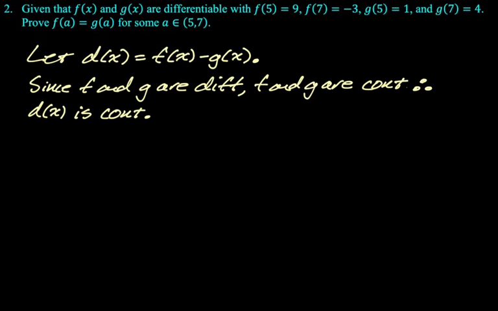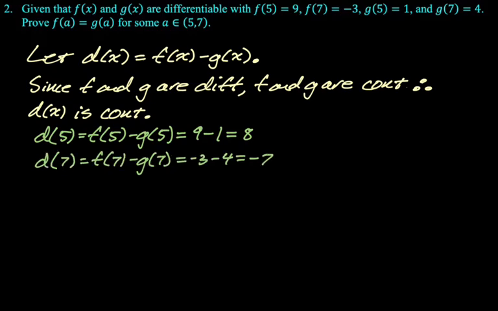So I'm going to find d of 5 and d of 7 because I have enough information to do that. So d of 5 is f of 5 minus g of 5, 9 minus 1, which is 8. And then d of 7 is f of 7 minus g of 7, -3 minus 4, which is -7. So we have a sign change there. So now I'm going to use IVT to kind of knock this out.